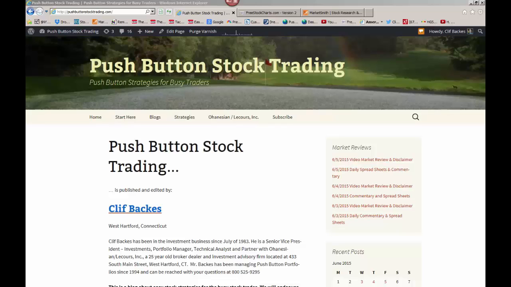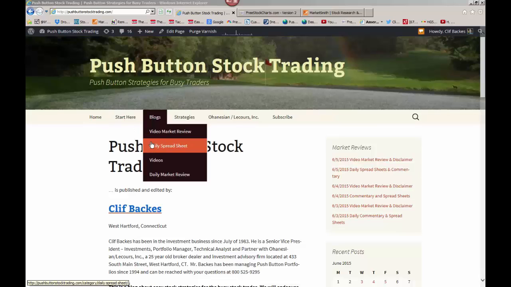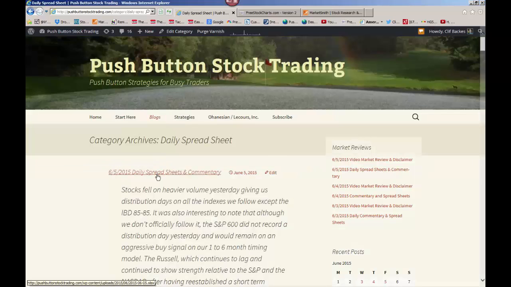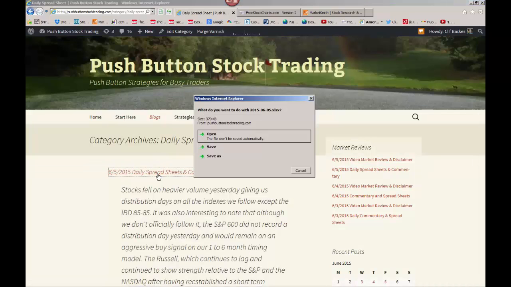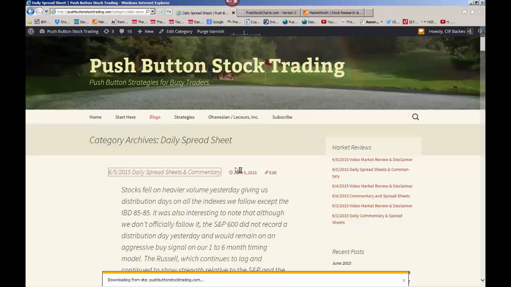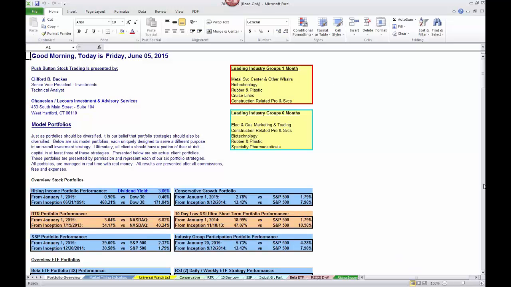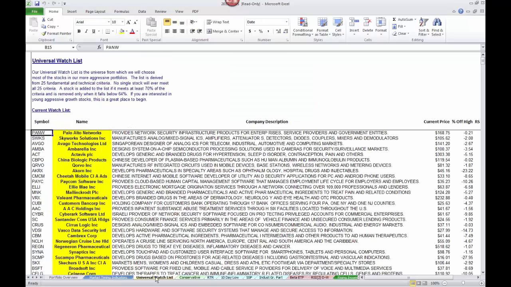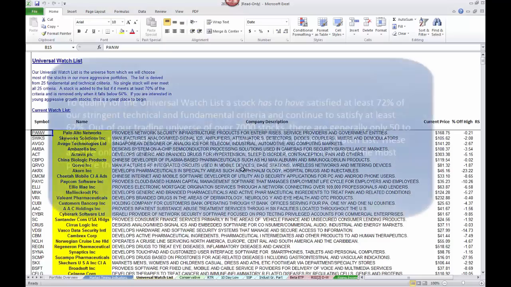But before we do, just a note. All of the individual stocks that we talk about in our video market reviews are from our universal watch list, which you can view by going to the pushbuttonstocktrading.com homepage and clicking on blogs, then daily spreadsheet, and then clicking on the link. Depending on the operating system you're running, you may need to click on a dialog box to open the spreadsheet. Once the spreadsheet's open, you simply go down to the Universal Watch List tab, click on the tab, and that will bring up our Universal Watch List.